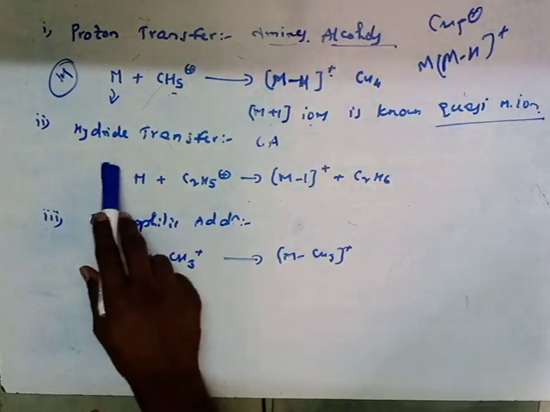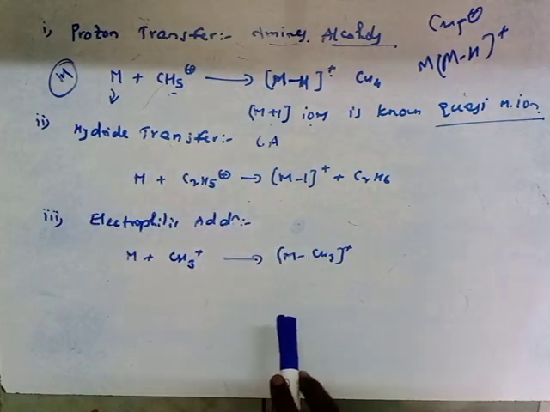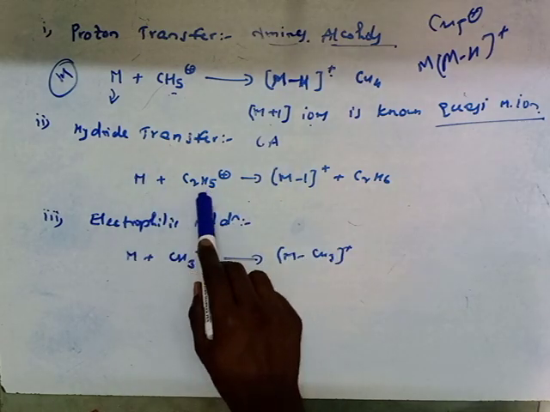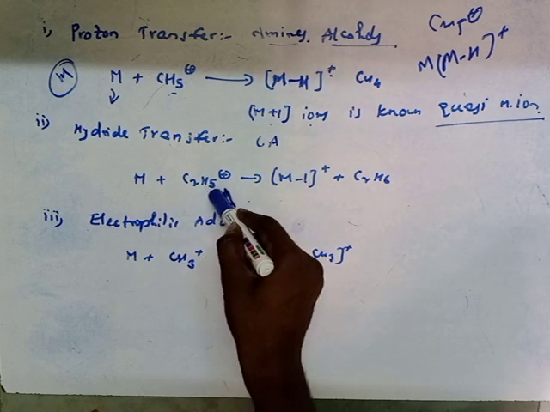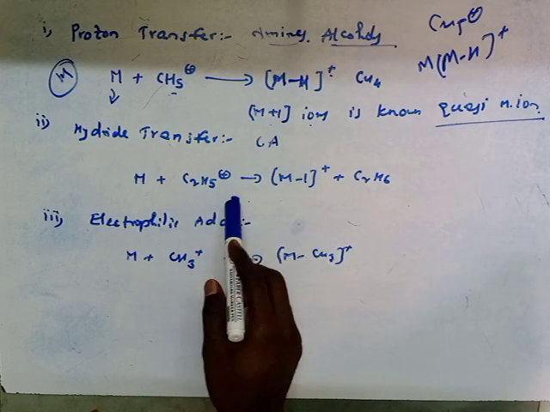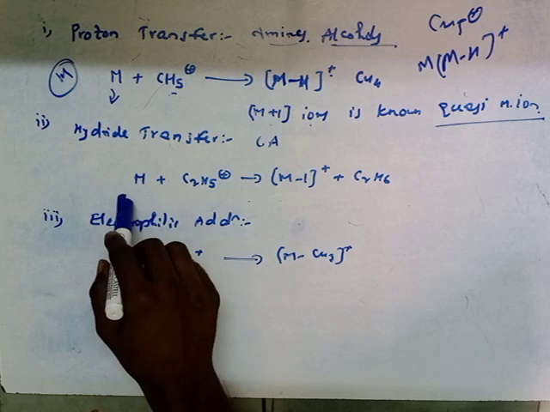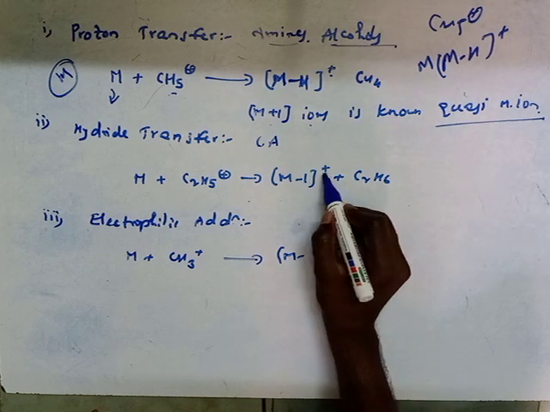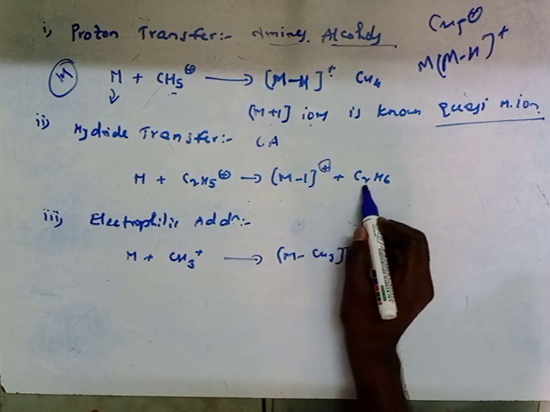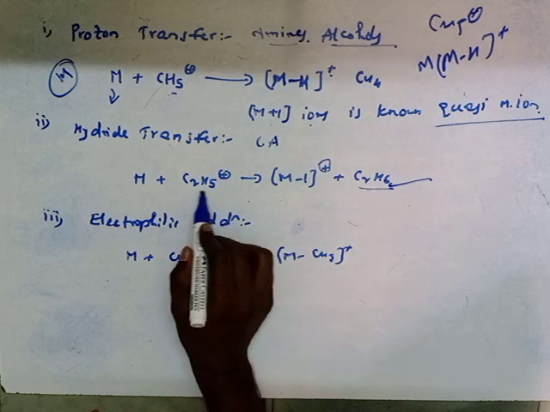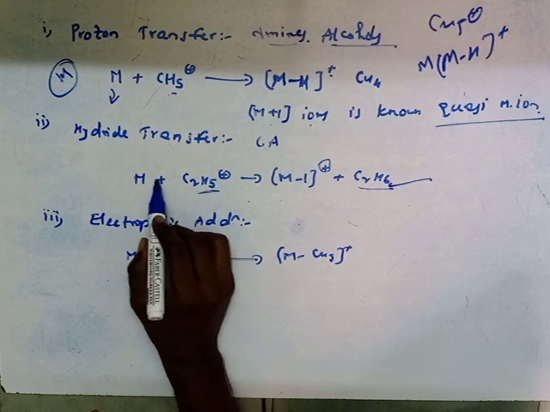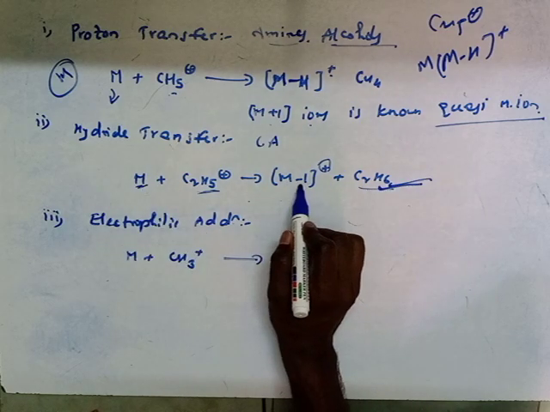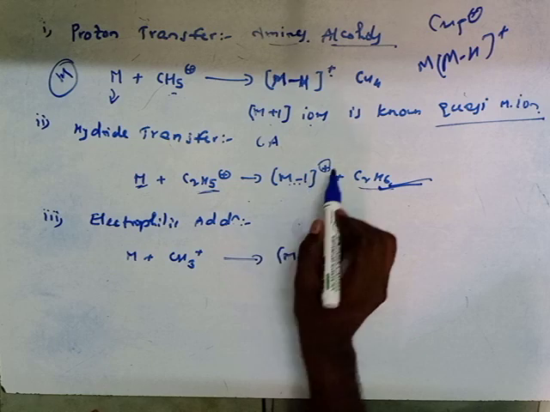And the second one is hydride transfer. Generally hydride transfer takes place in carboxylic acids, and here the sample taken is M, and it will react with the secondary ion, that is C2H5 plus, and the sample will lose one hydride, converting into M minus 1 plus, and the secondary ion will convert into C2H6. It is stable. The unstable secondary ion takes a hydride from the sample and is converted into a stable species, and here loss of one hydrogen takes place, that is the M minus 1 plus.